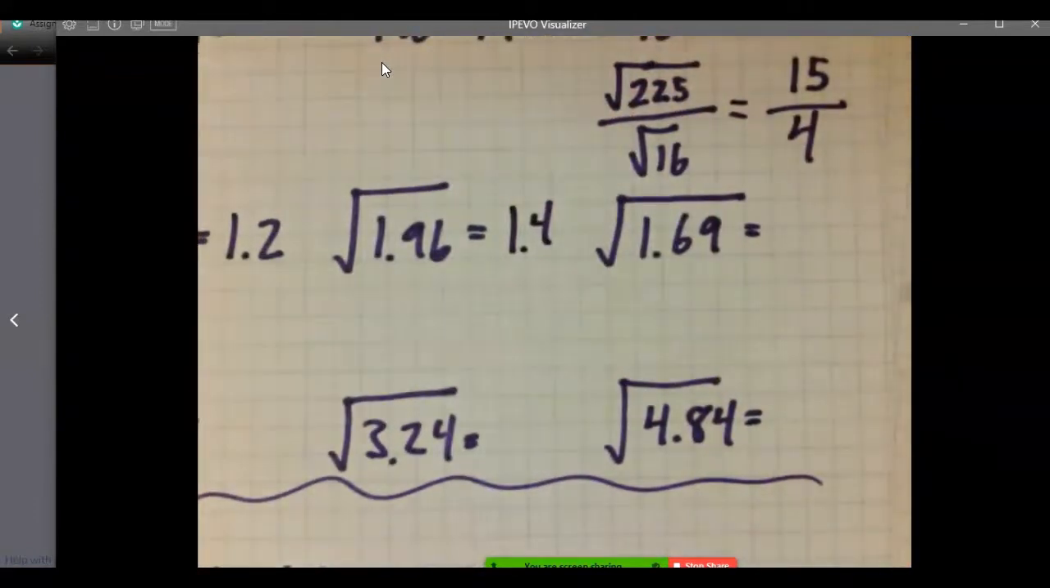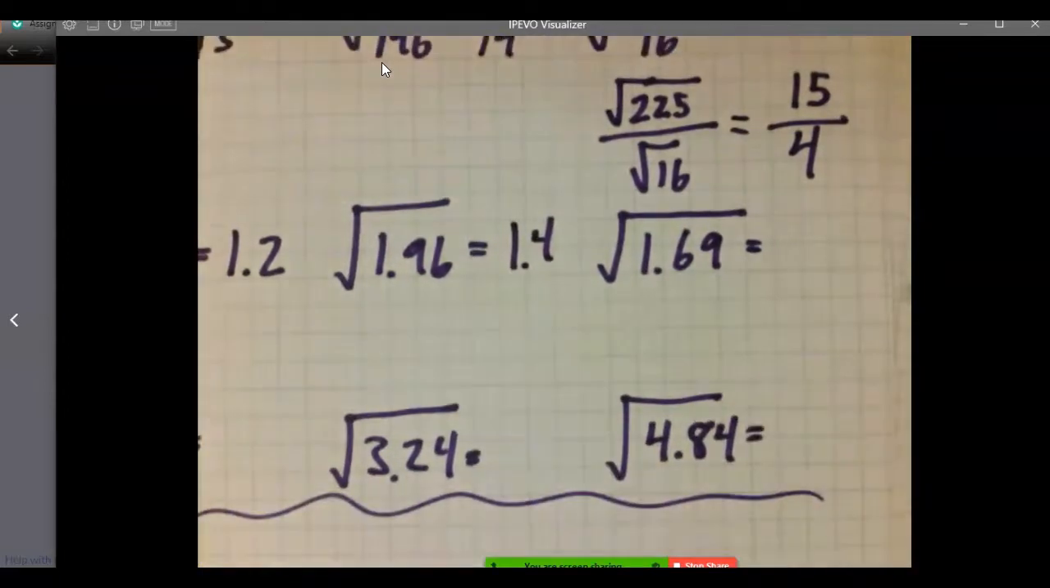To that point of somebody saying I don't have a calculator, actually remind me to come back to that. Let's finish this and then let's talk about the best internet calculator.